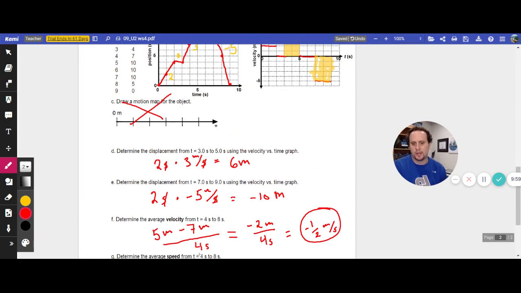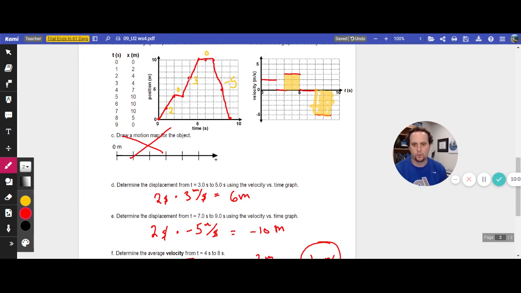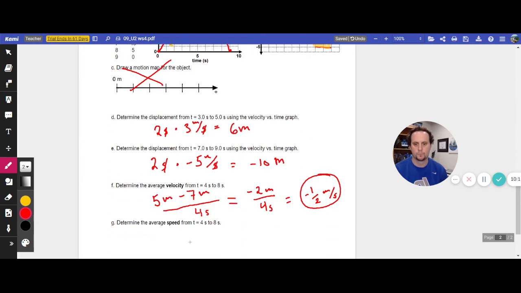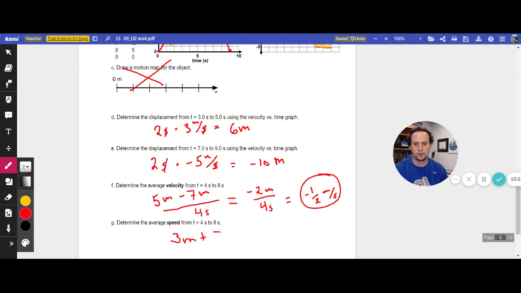Average speed from 4 to 8. Now this is a little bit different, okay? We have to take into account the whole path length. So from 4 to 8, it traveled upwards from 7 to 10, so that's 3. Okay, I'm going to add this in there. So the first part is 3. The second part of the travel didn't go anywhere in this section, but here it went backwards 5. So it did another 5 meters.